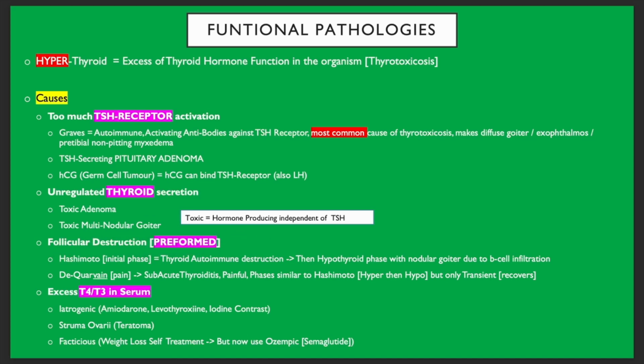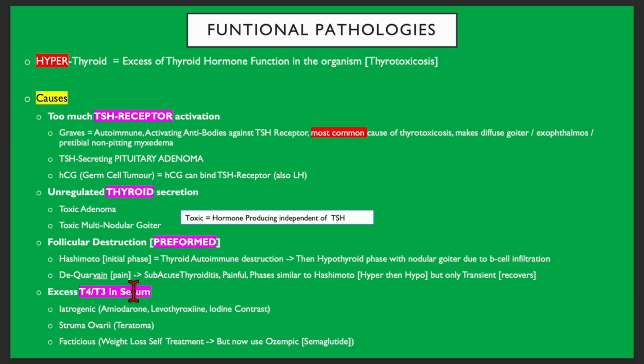So you will destroy the follicle, and the thyroid hormone is going to escape into the blood, and you will have more in the blood. So for example, we have Hashimoto, we're going to talk about it later on, and also subacute thyroiditis. We're going to talk about the subacute thyroiditis differentials later on.